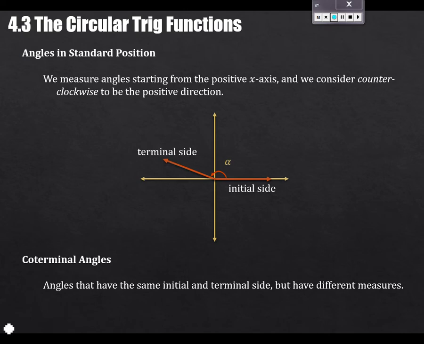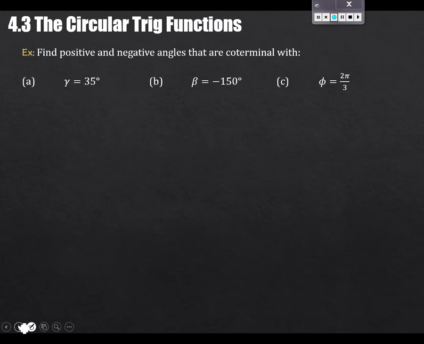So let's find some coterminal angles to the following angles. I'll give you another 5 seconds. 1, 2, 3, 4, 5. All right, let's find some coterminal angles to 35 degrees.